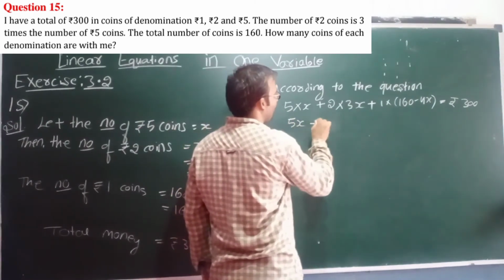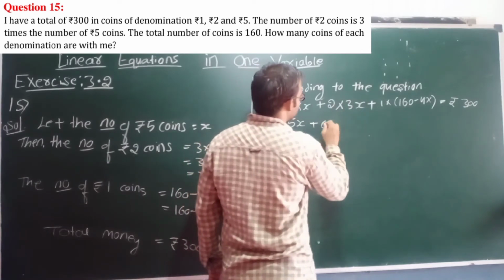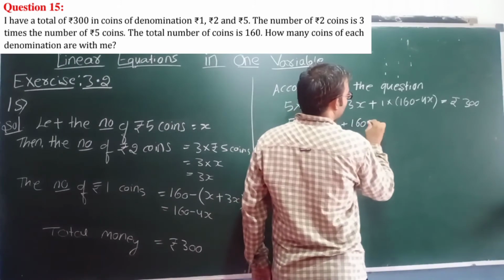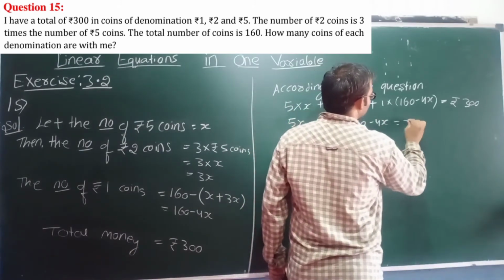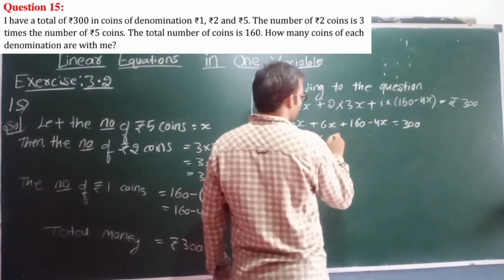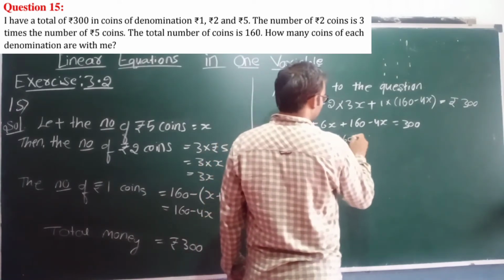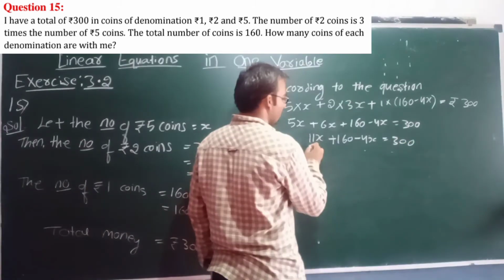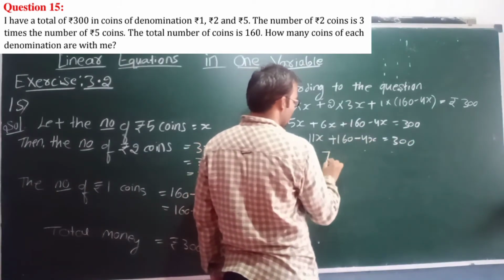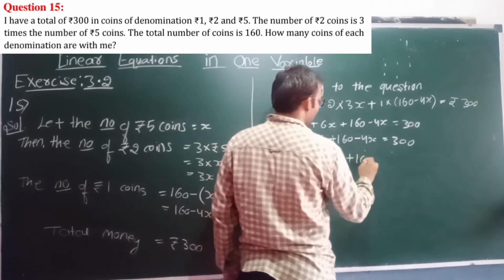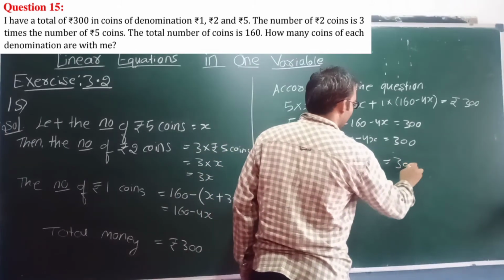So 5 into x is 5x plus 3 2s are 6x plus this one 160 minus 4x equals 300. Okay, so now 11x plus 160 minus 4x is equal to 300. 11x minus 4x is how much? 7x. 7x plus 160 equals 300.